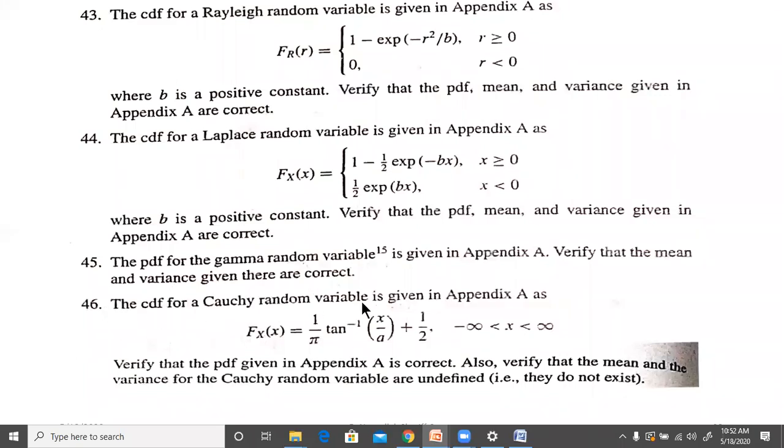Similarly, the CDF for the Cauchy variable is given over here. You need to again differentiate this to find the PDF and also find the mean and the variance, and find whether they exist or they do not exist. Okay, when do you say that they exist and they do not exist? You can try to find out.